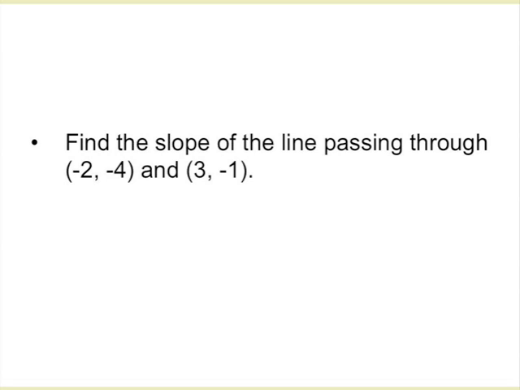So in this problem, to find the slope, again, we could plot the points. So negative 2, negative 4, and 3, negative 1. And then I can think about rise over run. If I go up and over to the point, I went up 3 spaces and over 5 spaces. So rise over run would be 3 over 5.